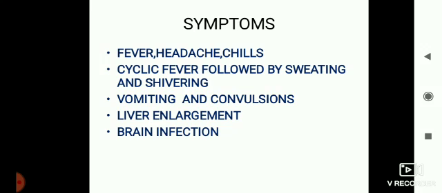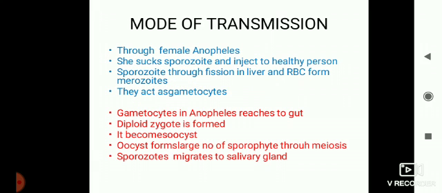So why does this occur? Because in our liver the sporozoite, this is the condition of the plasmodium, and there are cyclic changes, so the fever comes after a certain interval. Mode of transmission: it is spread through female Anopheles.